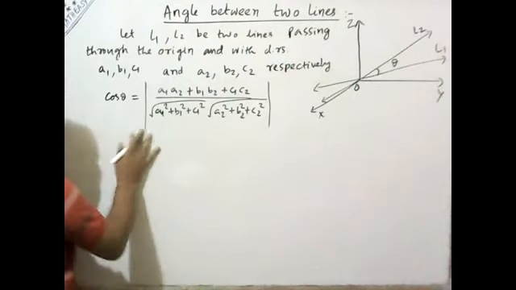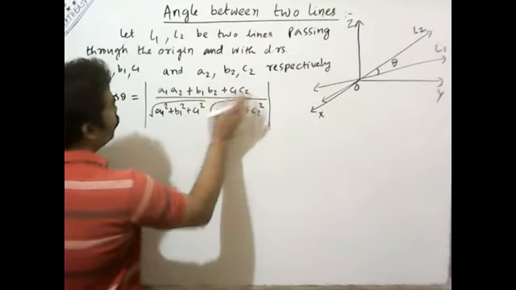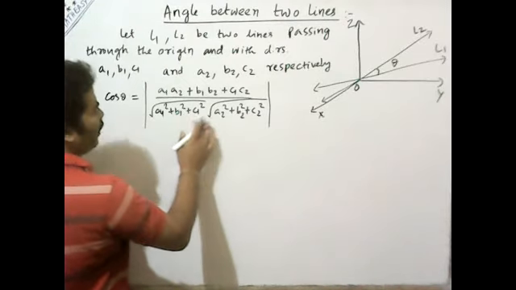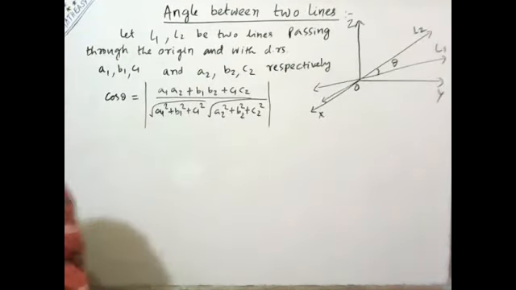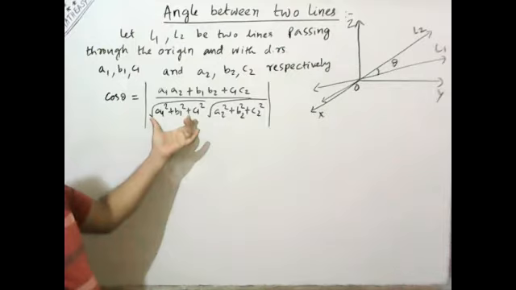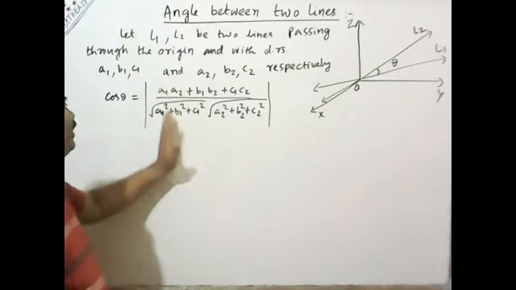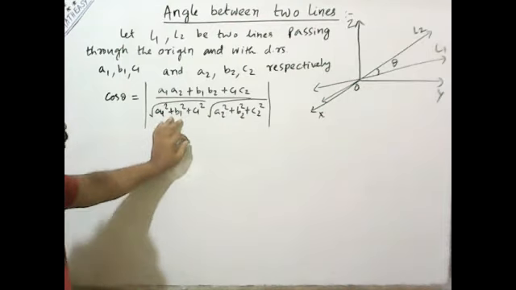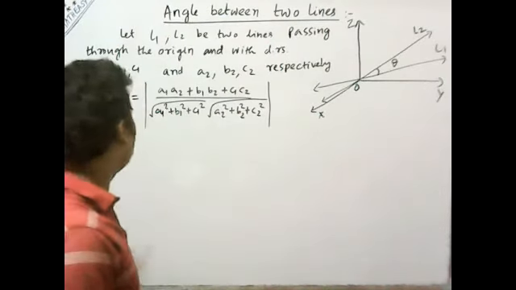That time, cos theta is equal to A1 A2 plus B1 B2 plus C1 C2 divided by the root of A1 square plus B1 square plus C1 square into the root of A2 square plus B2 square plus C2 square, the whole magnitude. This is cos theta. If the direction ratios are given, then cos theta is A1 A2 plus B1 B2 plus C1 C2 divided by the root of A1 square plus B1 square plus C1 square, and the root of A2 square plus B2 square plus C2 square, the full magnitude.